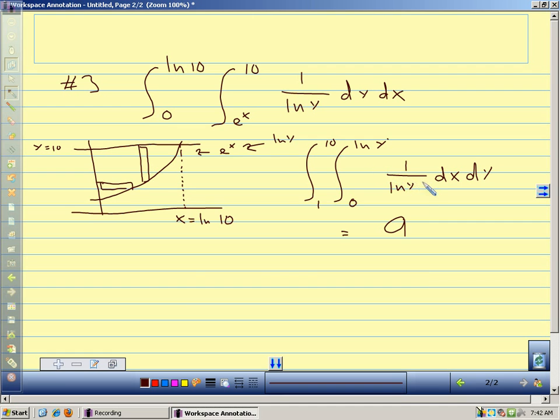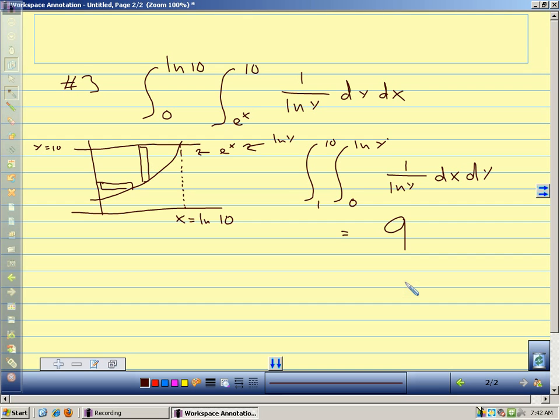Because when we evaluate this integral, we just get the integral of natural log of y over natural log of y, which is 1. So we just get the integral of dy from 1 to 10, which is just 10 minus 1, which is 9. So we go from something that's impossible to something that we can do in our head. All right.